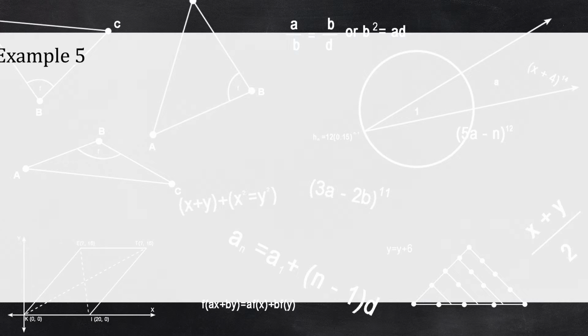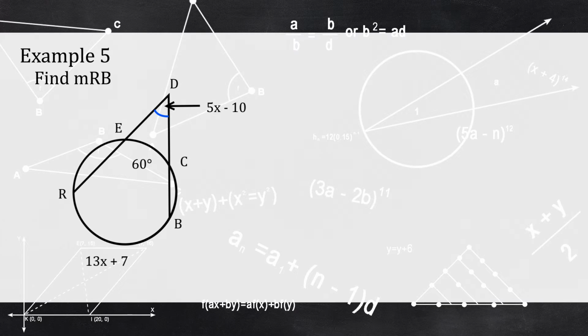Let's have some examples. In the given figure, lines RD and BD are secant lines intersecting at D. Measure of arc RDB is equal to 5x minus 10. Measure of arc EC is equal to 60 degrees and arc RB is equal to 13x plus 7. Find the measure of arc RB.